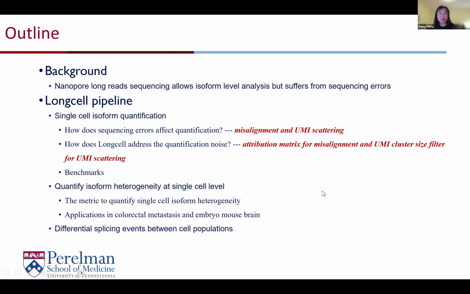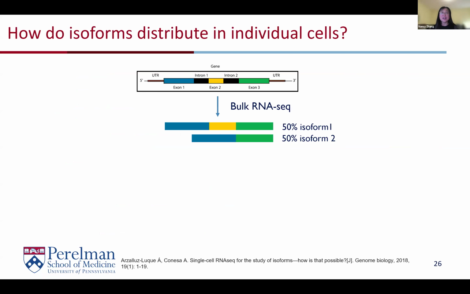Okay, so I'm going to now go on to some downstream analyses. The first question we wanted to ask was, how do isoforms distribute among cells? Now, what does that exactly mean?